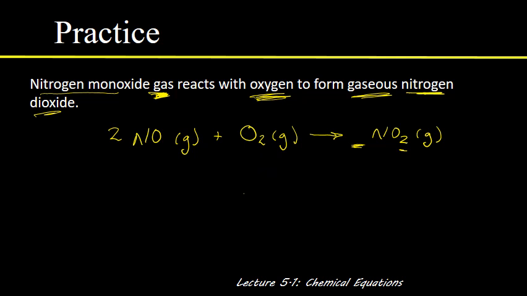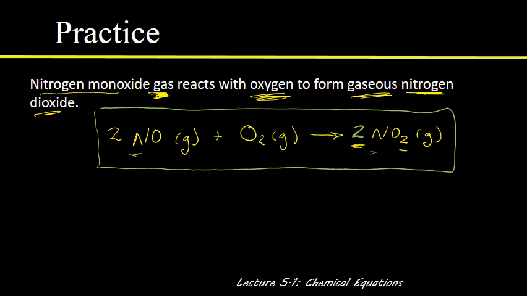That's good. We've got an even number of oxygens on both sides, but now we've got 2 nitrogens on the left and only 1 on the right, 4 oxygens on the left and 2 on the right. So we could fix this by putting a 2 here. Now we've got 2 nitrogens on both sides and 4 oxygens on both sides. All of our chemical formulas are written correctly, and we've included all of our states. So that one's good.